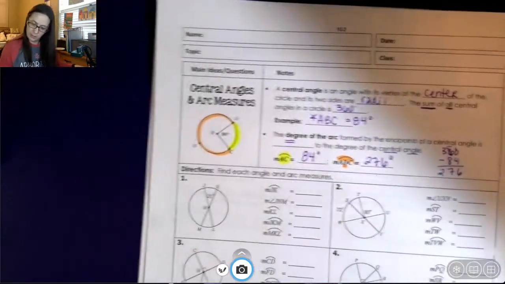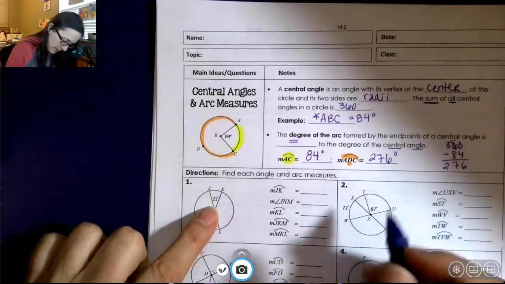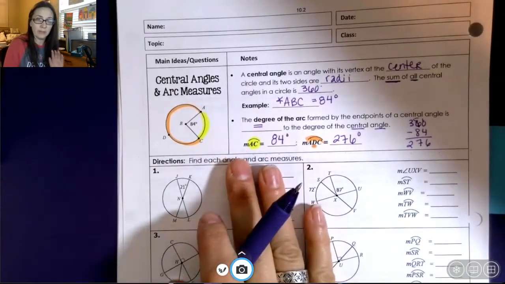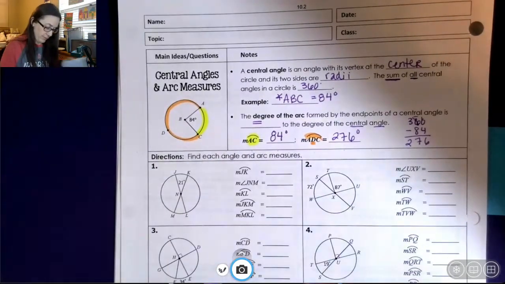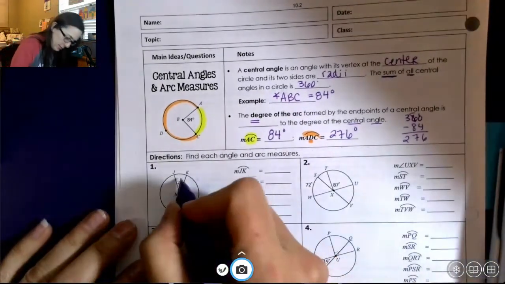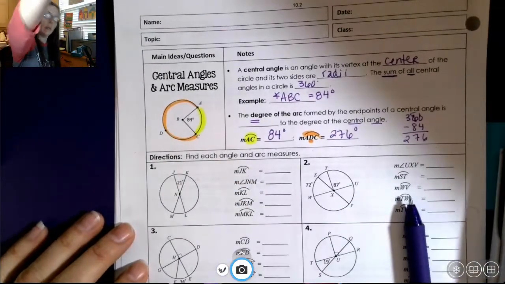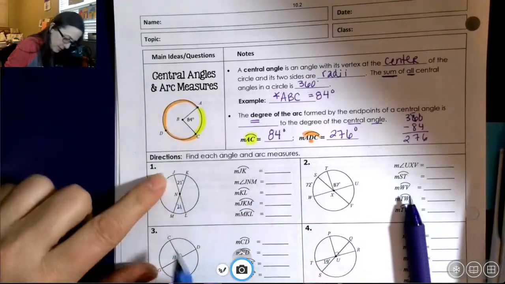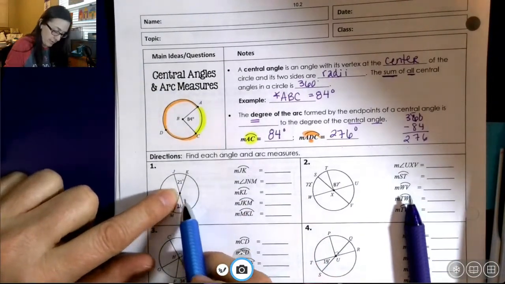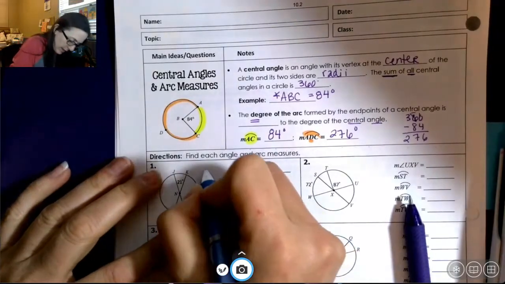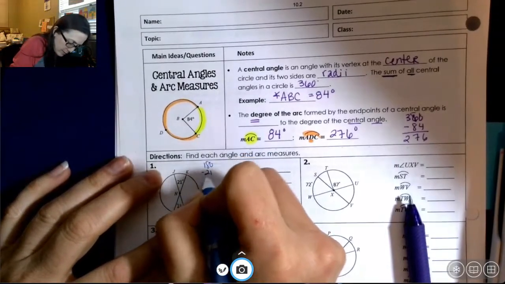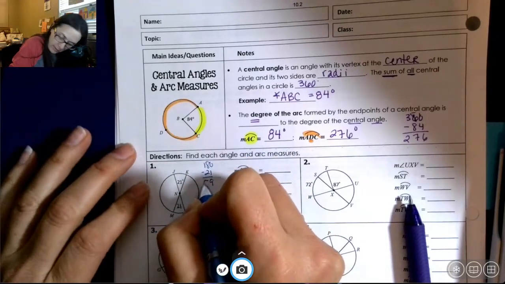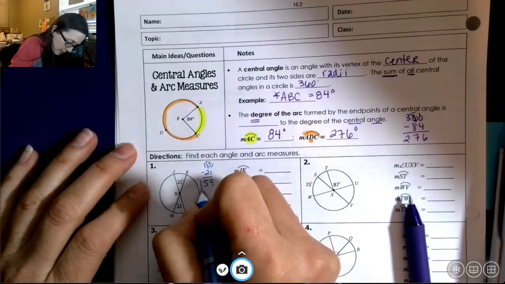So if we come here, JK, really what I do is I don't even look at this. I would look at this paper and I would answer everything I know. That's where I would start. So I would say if this is 21, this over here would also have to be 21. This over here, because look, it goes through the center, it has the dot, that means it goes through the center. Half of a circle is 180. 180 minus 21, I get 159.